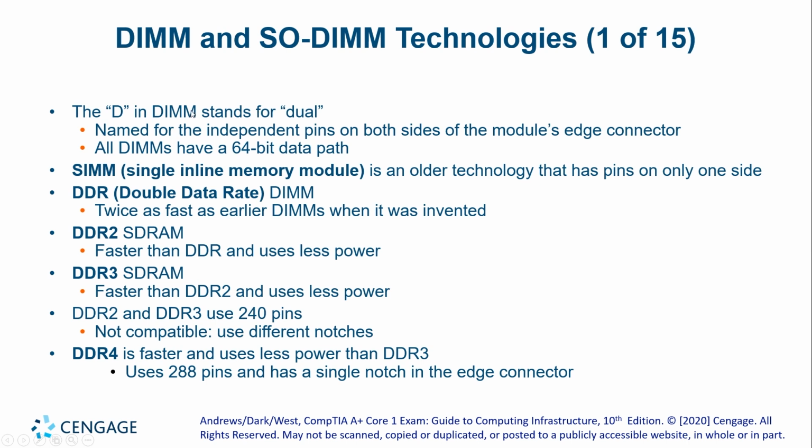D stands for dual. It has independent pins on both sides, and so it has a 64-bit data path. SIMM, single inline memory module, is an old technology. Basically it had data modules only on one side of the package, and nobody uses SIMM anymore. DDR, DDR2, 3, and 4 are different speed levels, and they have different pins, and they are not generally compatible with each other.